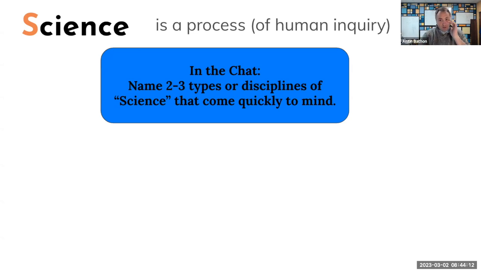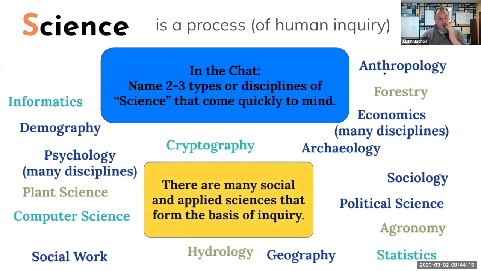Here at the University of Kentucky, science also means all of these things, and many more. These are just the ones I threw on the slide. Anthropology, informatics, demography, plant science, computer science, social work, archaeology, sociology, political science, economics, statistics. All of this is also science. And for whatever reason, K-12, elementary and secondary education, you gotta remember my international audience, has really limited their thinking around what we might label as science in a building.